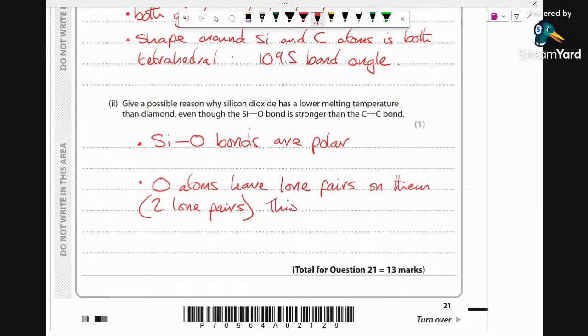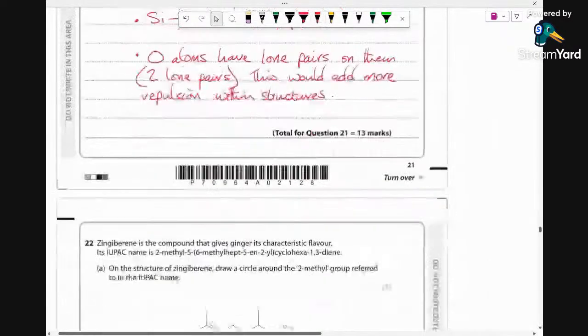This would add repulsion. It would add electron-electron repulsion. It will add more repulsion to the structure, within the structure, weakening bonds. How fascinating. Can't wait to see the mark scheme for that one.